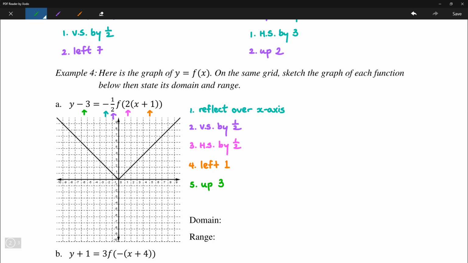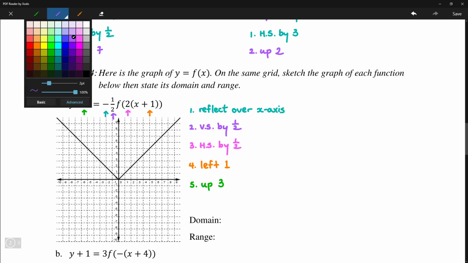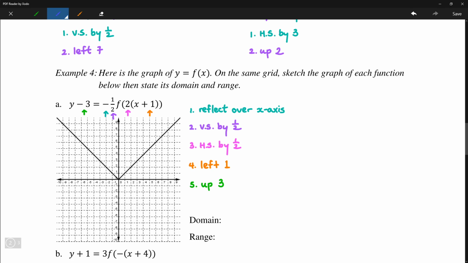All right, so a good way of looking at the transformed graph is to look at some key points. So we'll start with 0, 0. Now, recall that 0, 0, or the origin, is unaffected by reflections or stretches. So we'll just skip straight to the translation. So this will take us to 0, sorry, not 0, -1, 0. And then up 3 will be -1, 3. Okay, so there we are.